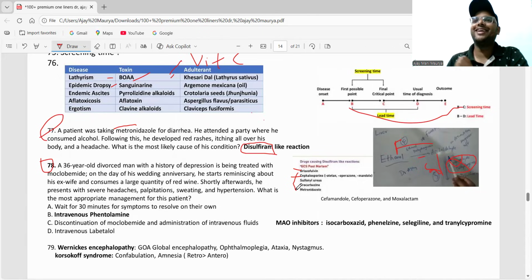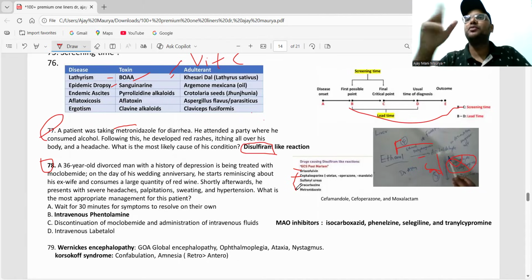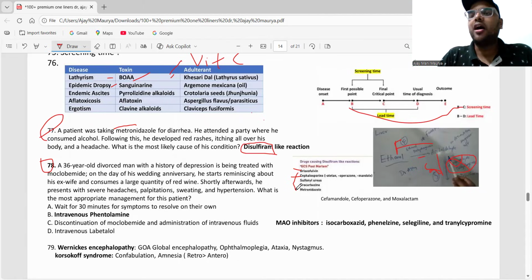Okay, done. Now tell me one thing. If a patient has taken a large quantity of alcohol, then what is the antidote for the alcohol poisoning? This is fomepizole. It acts at ethanol dehydrogenase, because it will block the ethanol dehydrogenase. Then it will not convert into acetaldehyde. Done. Got it.